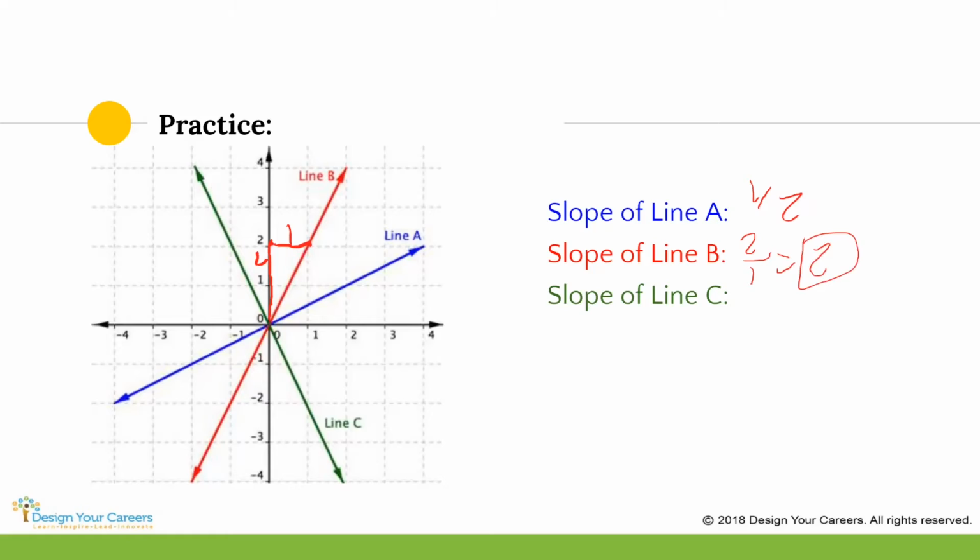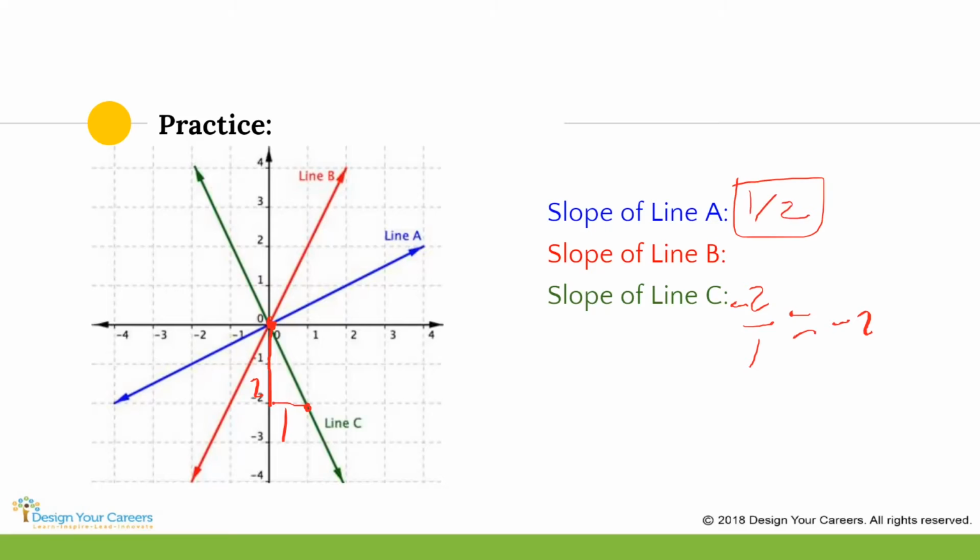Now looking at line C, we determine that it is a negative slope because it is going down when we look at it from left to right. So I'm going to pick this point over here and this point over here. We're going down 2 over 1. But because it is a negative slope, it's negative 2 over 1, which is negative 2. So again, our answers will be 1/2 for line A, 2 for line B, and negative 2 for line C.